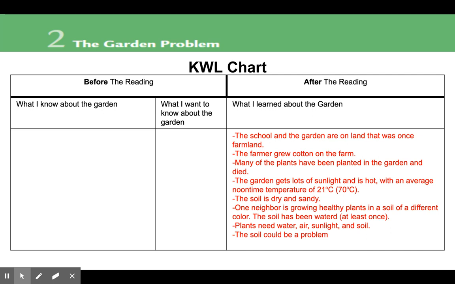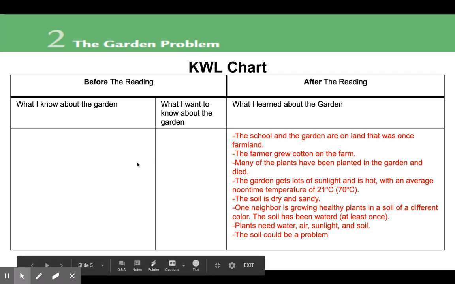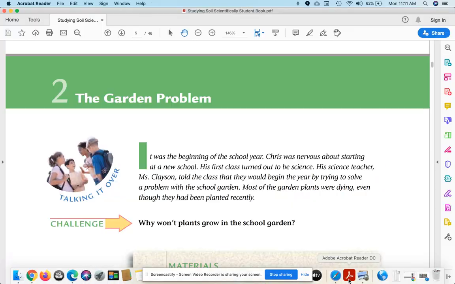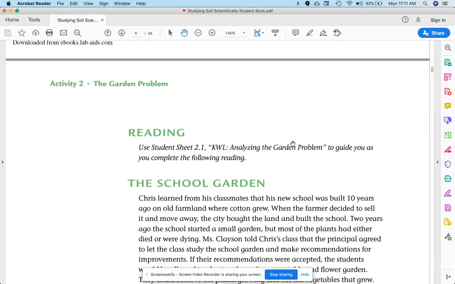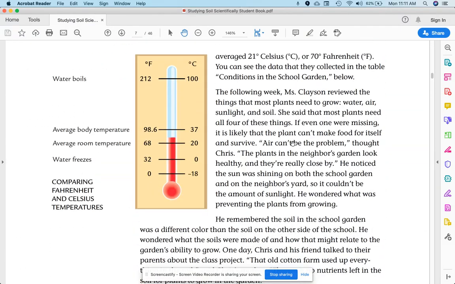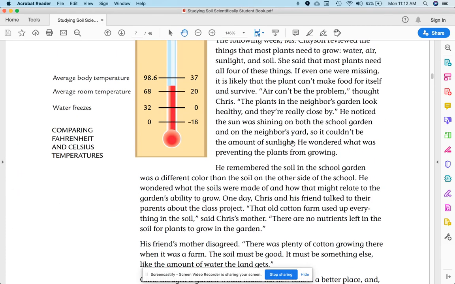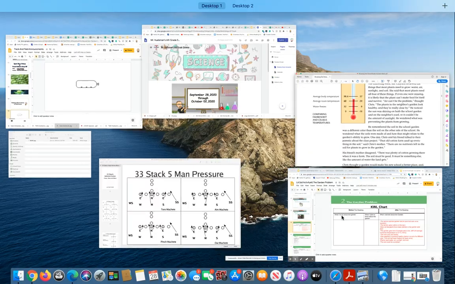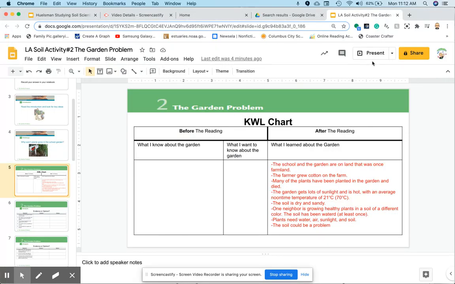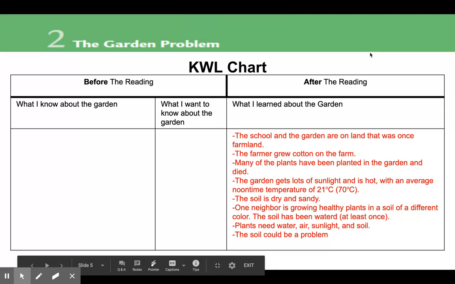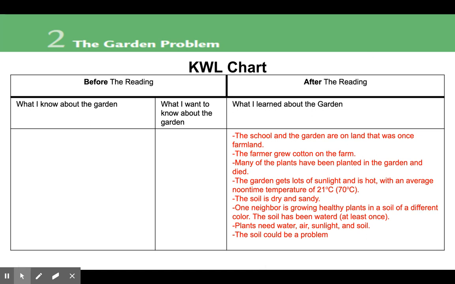Okay. All right. So after you did this, you're supposed to do the reading. And again, the reading is this right here. Activity 2, not a very long reading, 2 pages, and that's it. After you did that, you're supposed to come back and work on what you learned about the garden from the reading. So here are some of the things that I have. You could have some other stuff listed, but this is what I have.